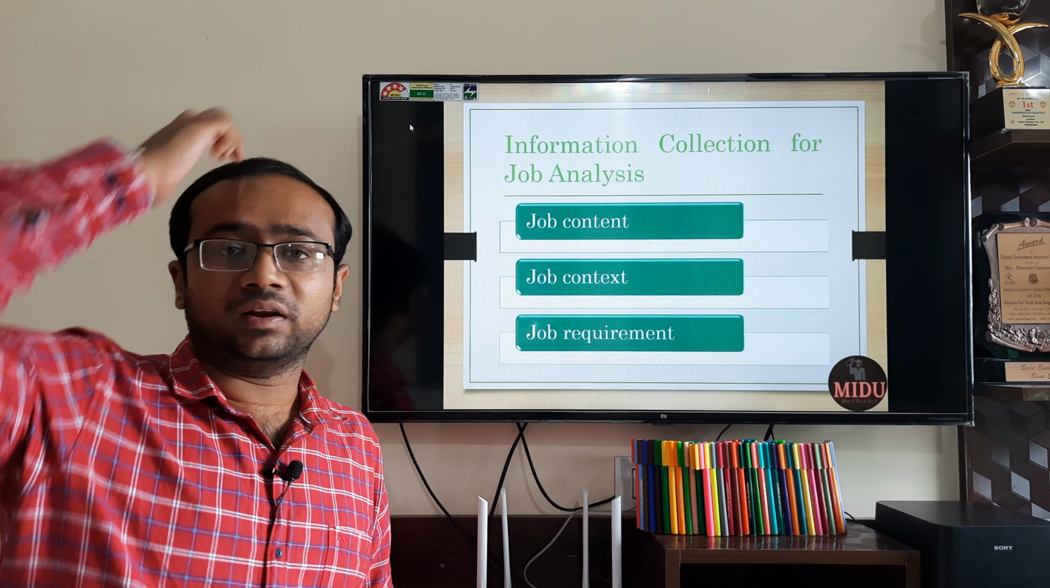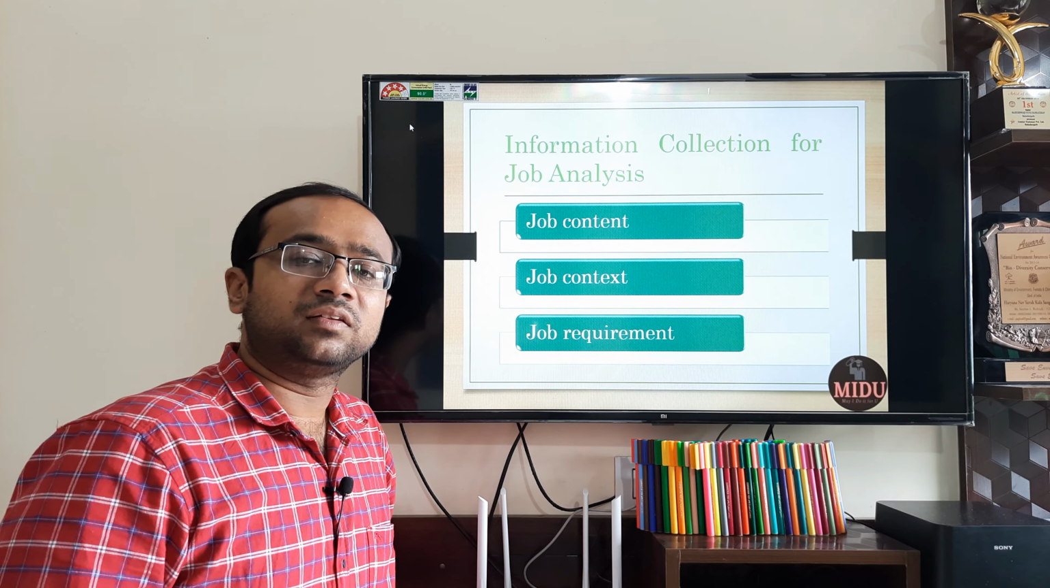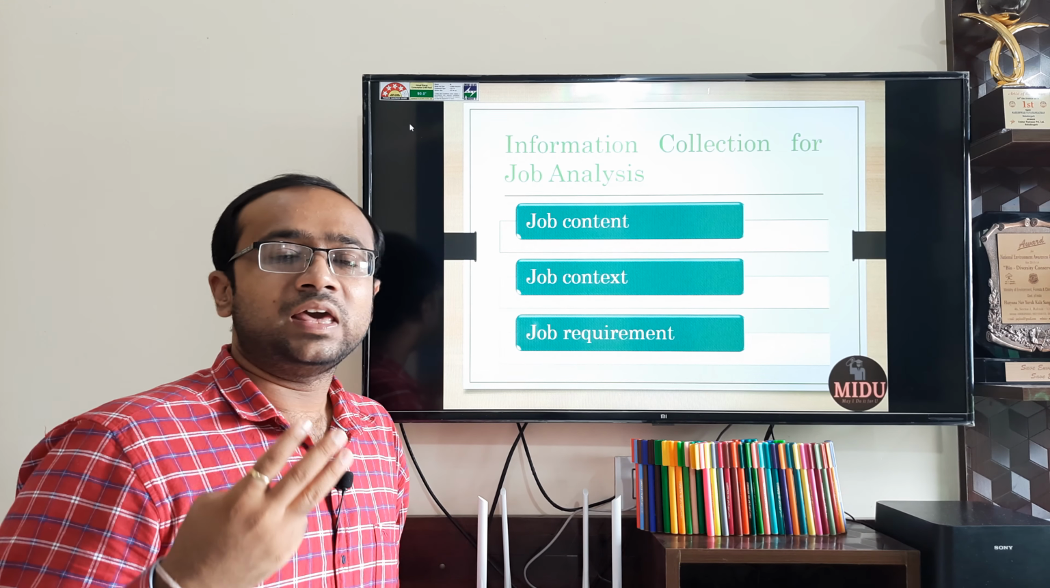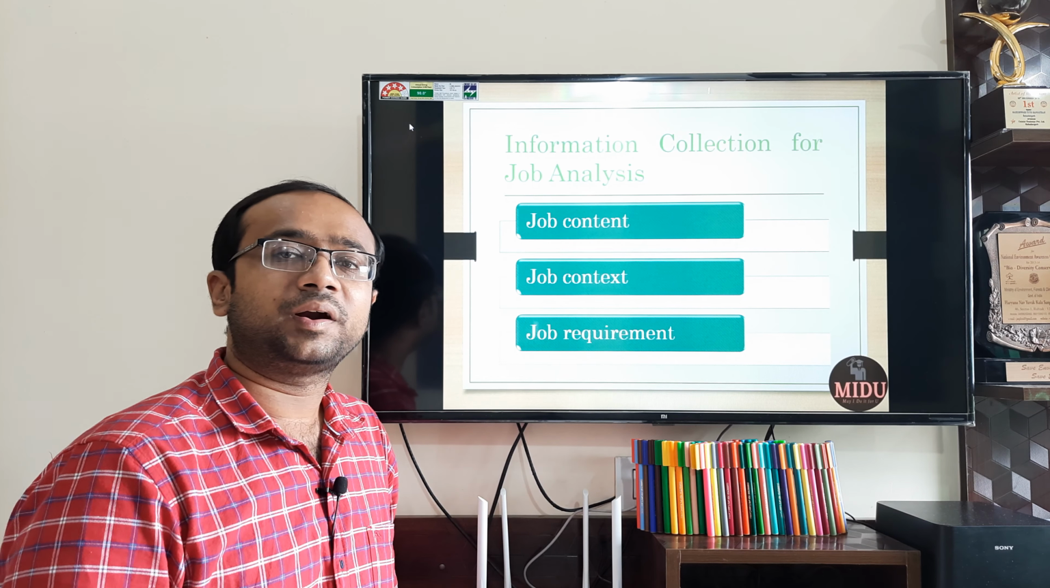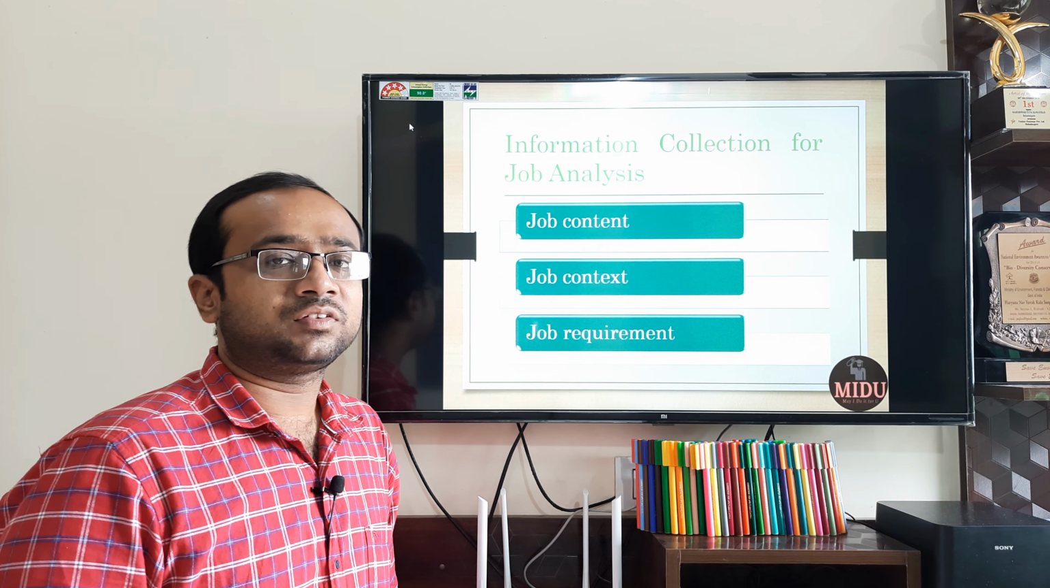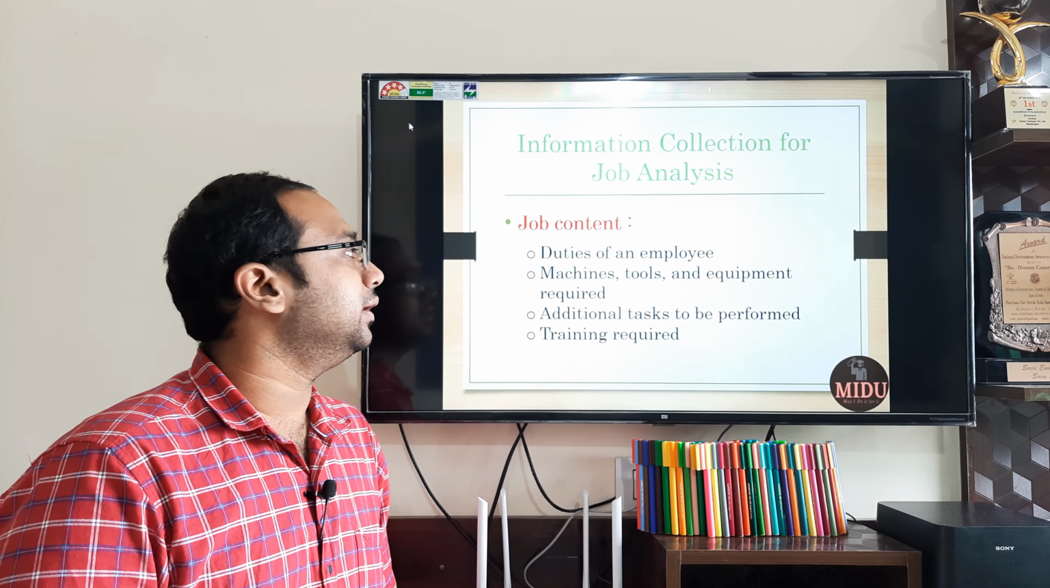Information collection for job analysis. Information collection for job analysis can be categorized into three parts, each having some specific information: job content, job context and job description. Let us study each of them in detail.